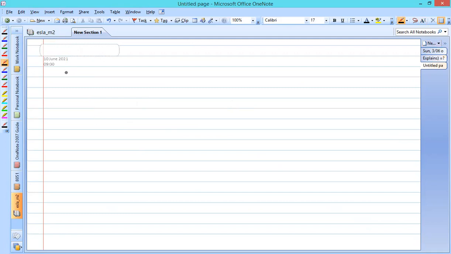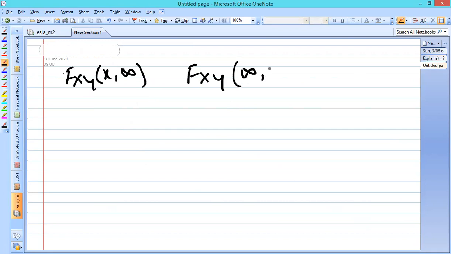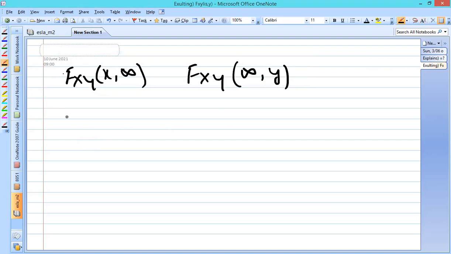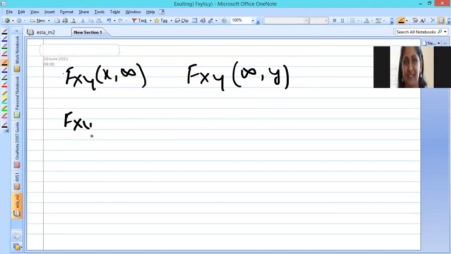And in the fourth part, we are asked to calculate Fxy of x comma infinity, and also we are asked to calculate Fxy of infinity comma y. So we have to calculate the marginal, sorry, the CDF Fxy for y equal to infinity, and for x equal to infinity. So first let us see how to calculate the value of Fxy of x comma infinity.